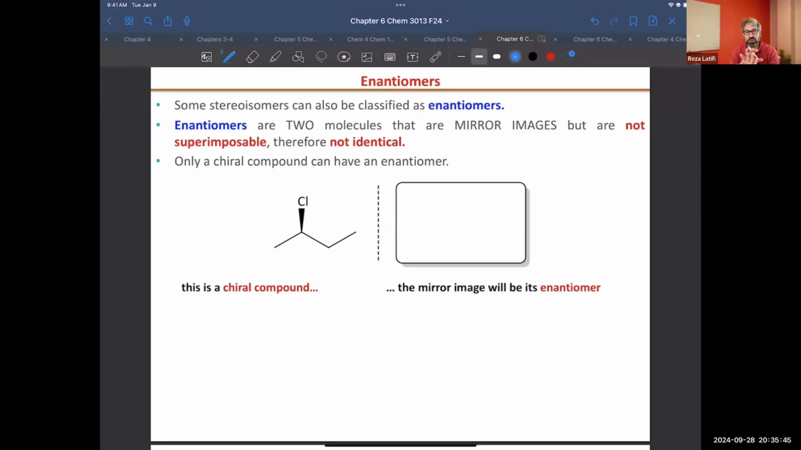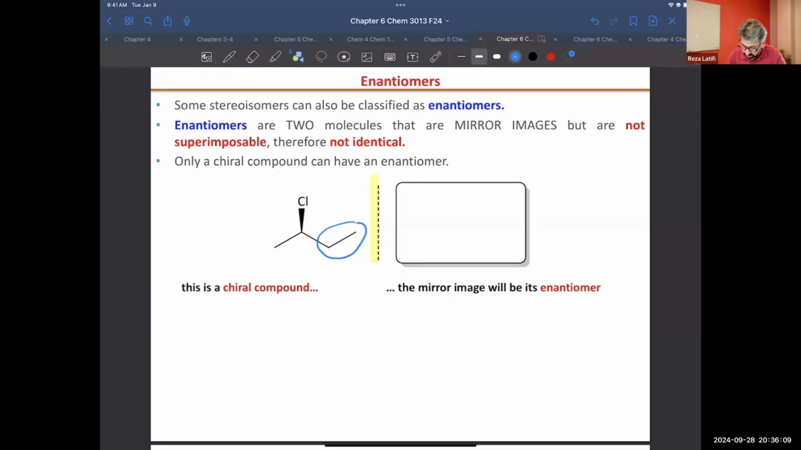So when you put them on top of each other, they will not match. They look the same, they look like mirror images of each other, but they are not superimposable. For example, in this case, if we treat this one as a mirror, and I have an ethyl group that is close to it, I'm going to show that ethyl group here.